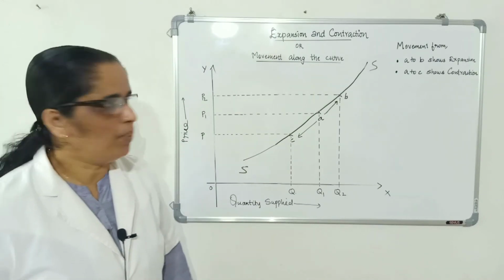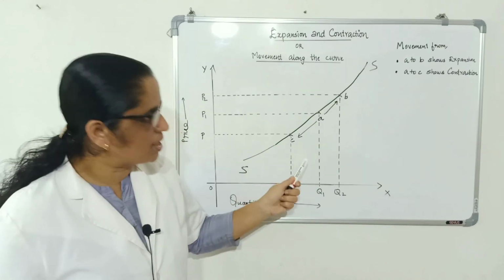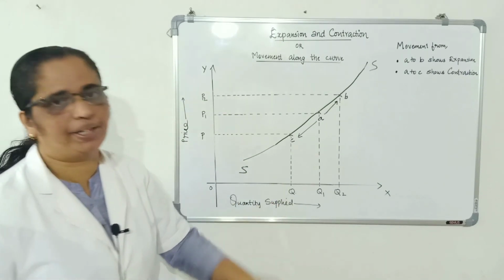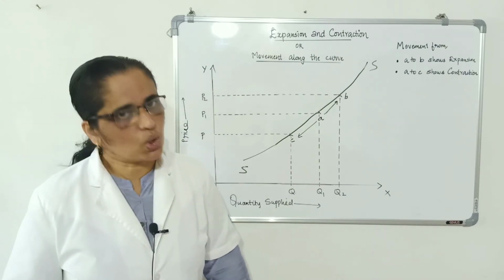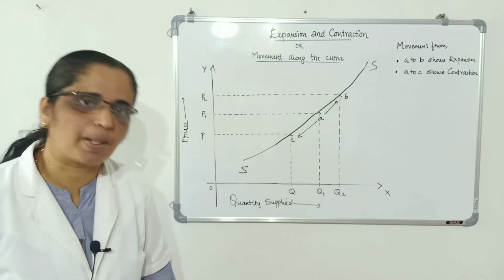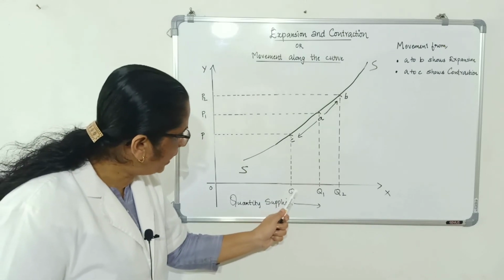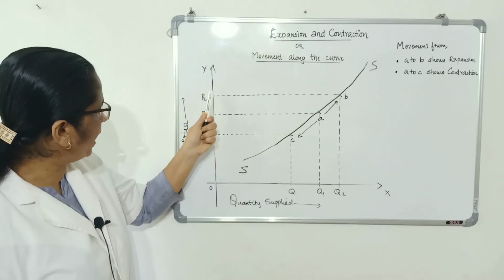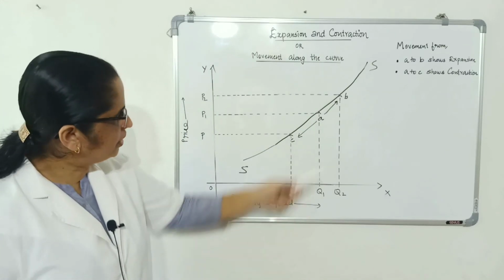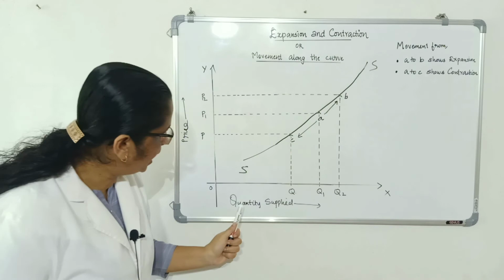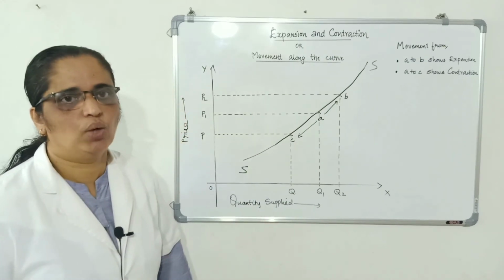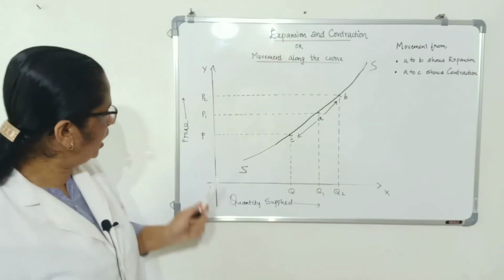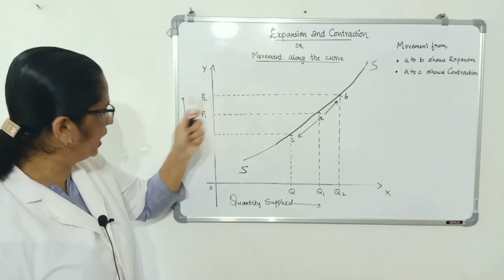Okay. So, this is also known as change in quantity supplied. Why? Quantity supplied has been changing when the own price is changing, isn't it? This type of change is also known as change in quantity supplied. Why? Quantity supplied has been changing when the own price is changing.